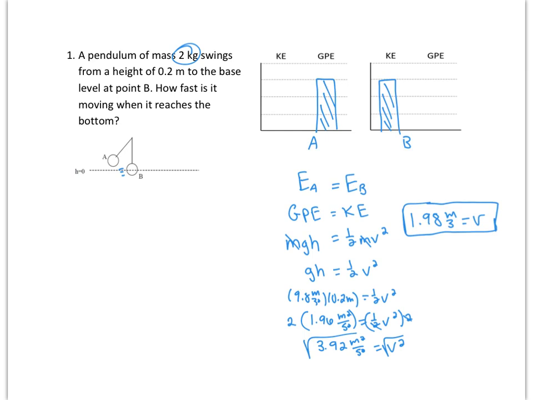So it's not super fast, but the pendulum starts from a height of 0.2 meters, and when it gets to the bottom, it'll be moving 1.98 meters per second. It does not matter how massive that pendulum was because the mass canceled in this step. So any object starting from a height of 0.2 meters will be moving about 2 meters per second once it gets to the ground.